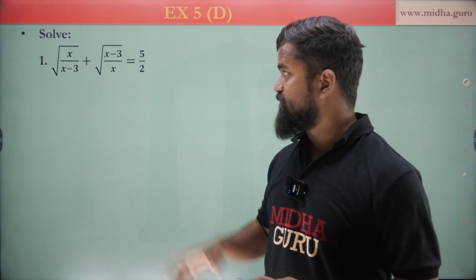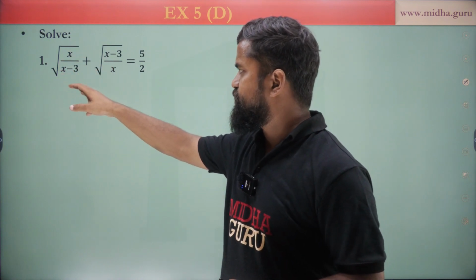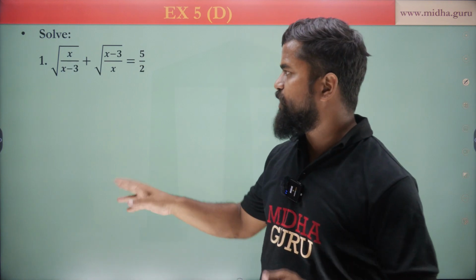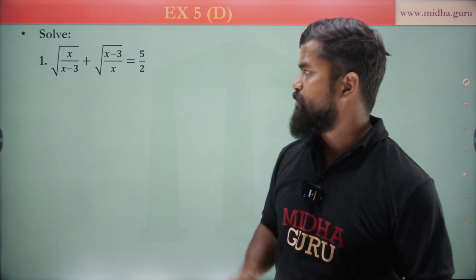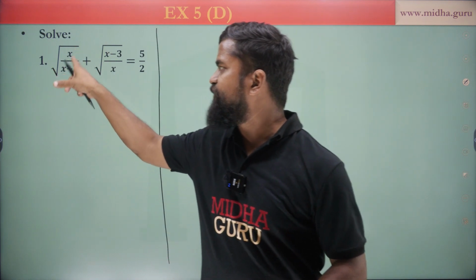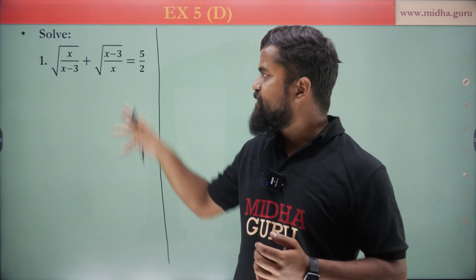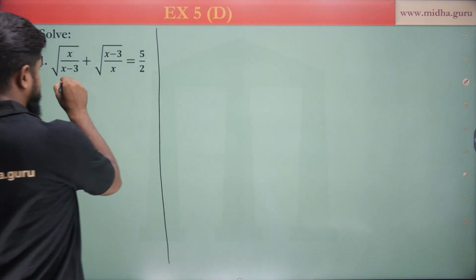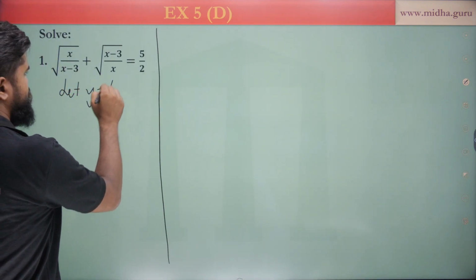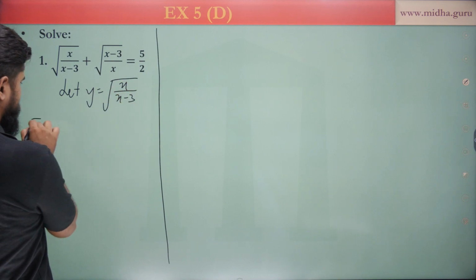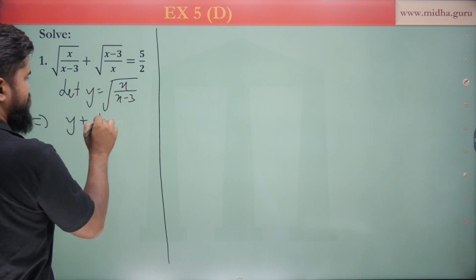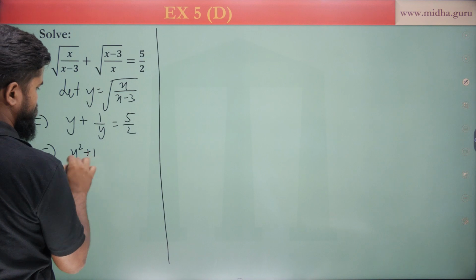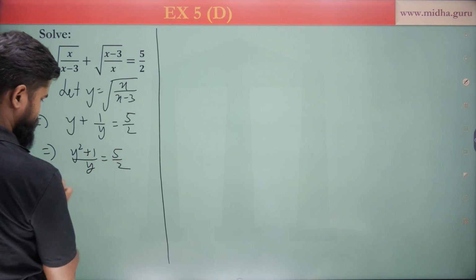So in this next question, it says solve root over x by x minus 3 plus root over x minus 3 by x is equal to 5 by 2. There are two ways to go about this. You take the square and you do a lot of hodgepodge, or what I am going to do is I'll take this root of x by x minus 3 as y. Then as you can see here, it is x minus 3 by x, which is nothing but its reciprocal. So let y is equal to root of x by x minus 3, which means the equation will be y plus, as this is the reciprocal, 1 by y, equal to 5 by 2.